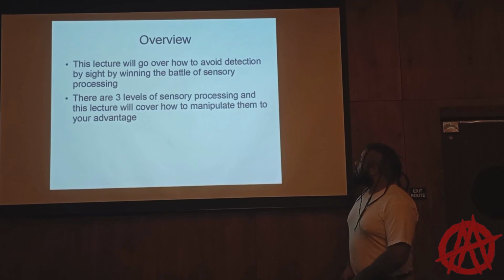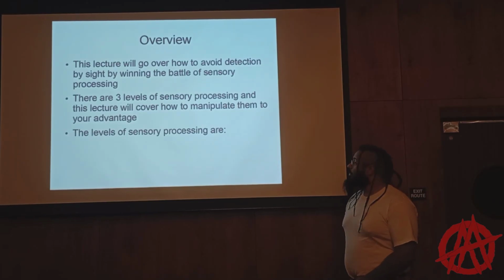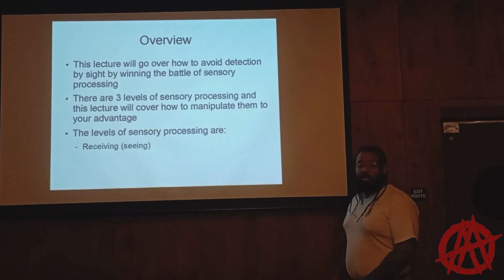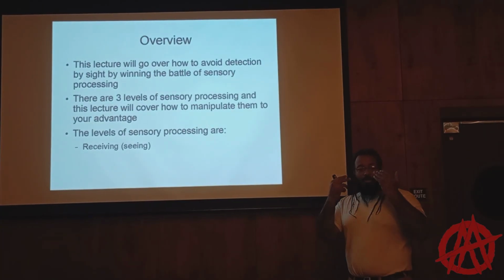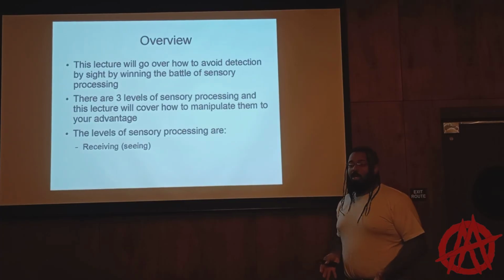There are three levels of sensory processing, and this lecture will cover how to manipulate them to your advantage. So the levels of sensory processing are receiving, or seeing specifically today, right? You look at something, the light enters your eyes, it goes into your visual cortex, and you process the image.